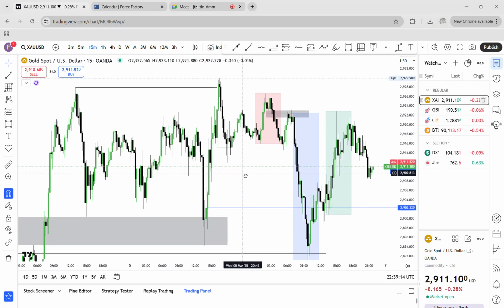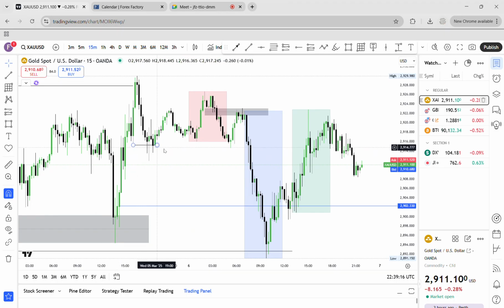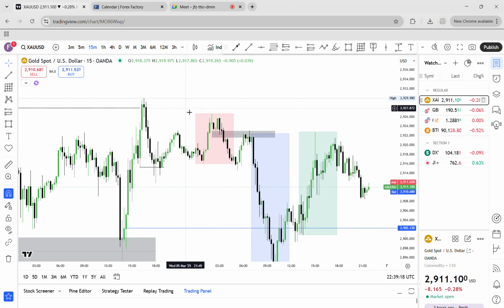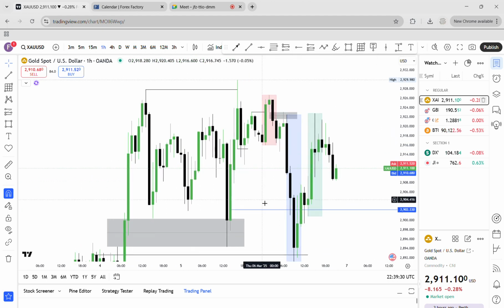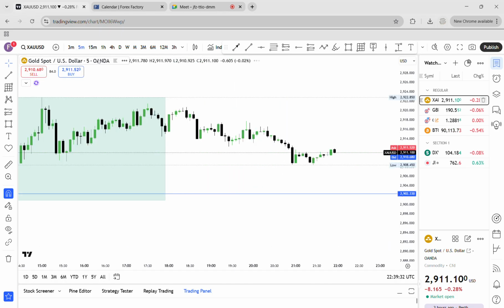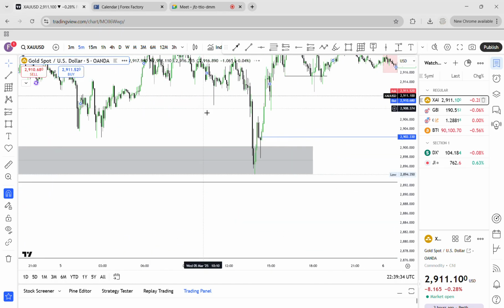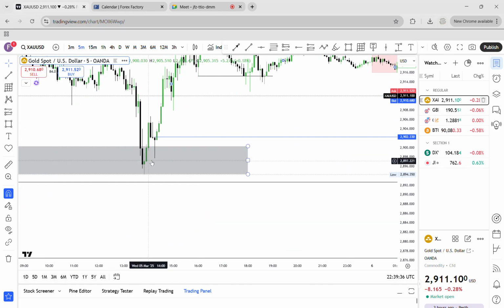A high was taken, market shift structure, so price moved into this area as well by taking this high. And price created the fair value gap right here for me to enter off and target that 5 minutes area, because this 5 minutes area was from yesterday.